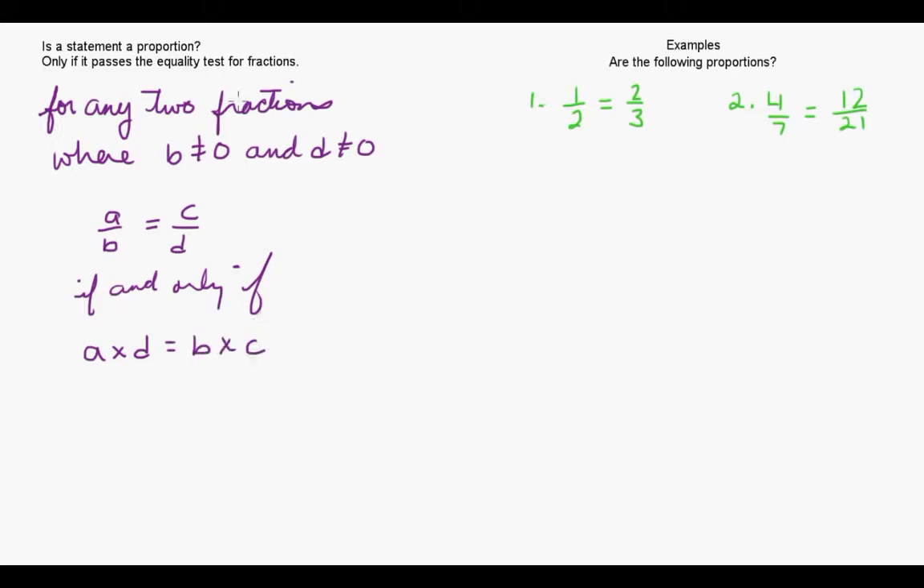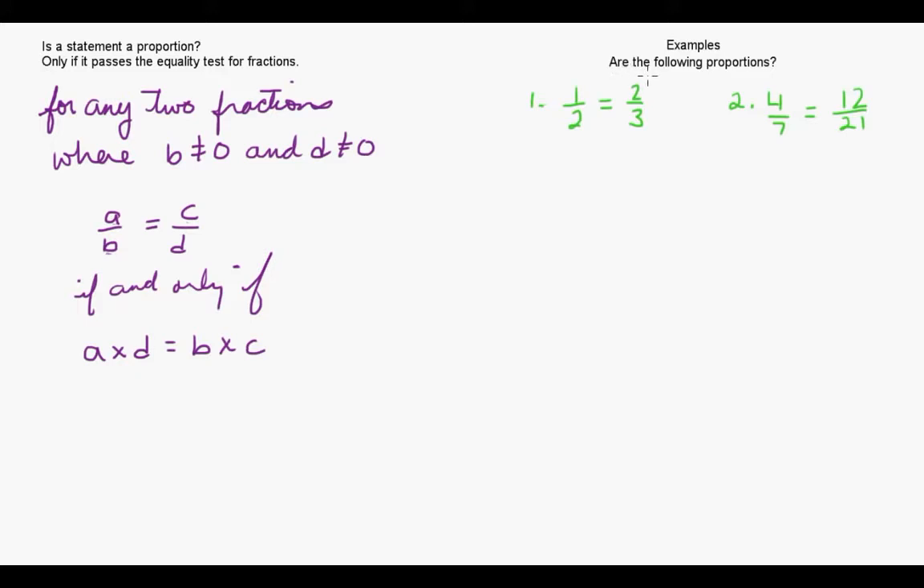Okay, so that's a mathematical way of saying if we take the denominator in the first fraction and multiply it by the numerator in the second fraction, and then take the numerator in the first fraction and multiply it by the denominator in the second fraction, they'll be the same. We'll get the same number. Okay, so let's try and cement this a little bit more by looking at an example.